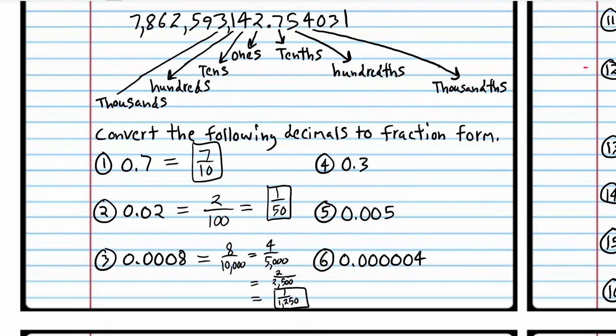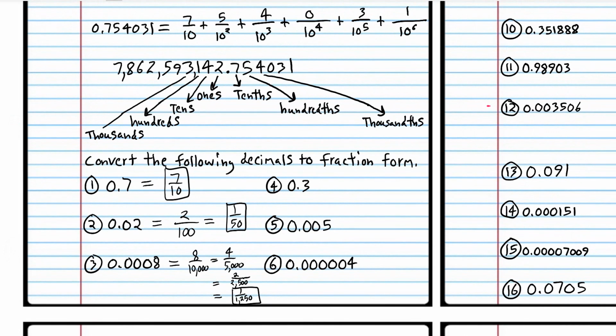So again, you have to find what place the number's in, and then just write that number over whatever that place is. So why don't you try numbers 4 through 6, pause the video, and when you come back, we'll do them together.